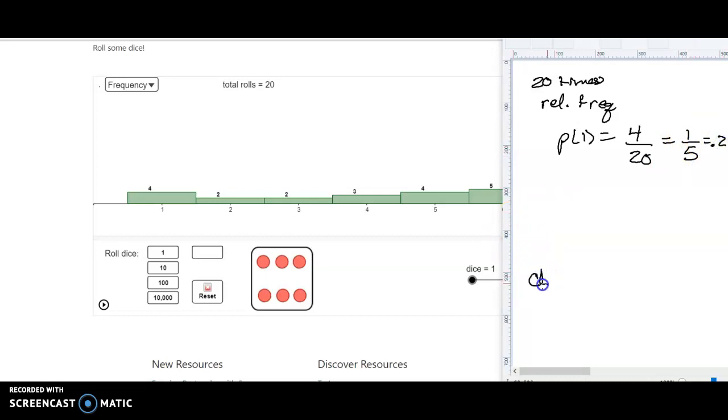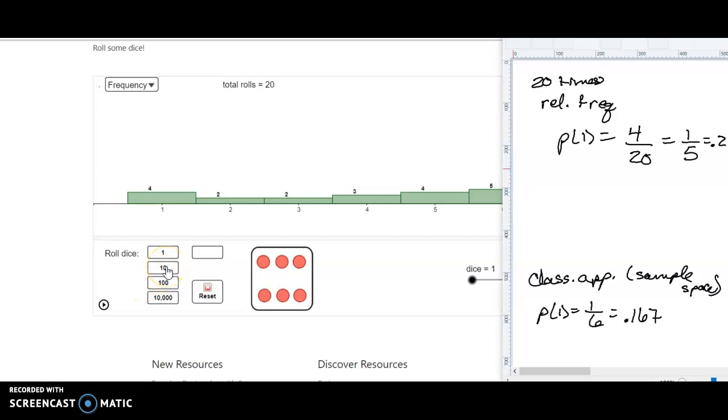So the classical approach, okay, that would be from our sample space, says that if we wanted to find that probability, it should be 1 out of 6. And 1 out of 6, if I turn that into a decimal, is 0.167. So we're close to that. You can see how close those two numbers are. But we only rolled this 20 times.